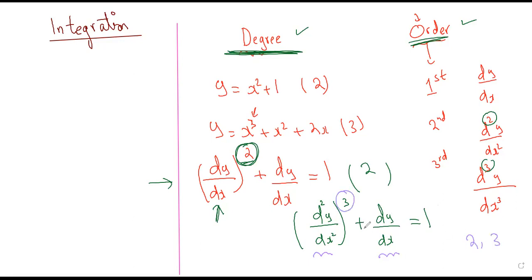For the degree, we are looking at the overall power of the highest order derivative, not of any variable. So first you identify the order, that would be the highest order of the derivative, and then you need to look at the power of that, which would be your degree. So that is 3.